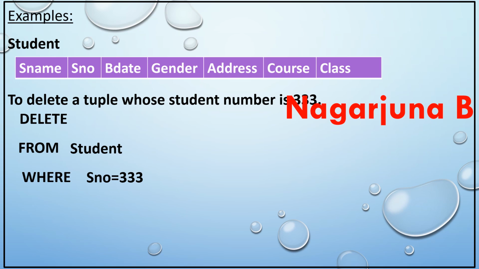And here you can observe, there is no need to write that in a single quote. While writing Priya, you wrote it in a single quote because it is a string, whereas this is numeric. The numeric should be written as it is without single quotes. So where SNO equal to 333, after that a semicolon. If you don't write where SNO equal to 333, it will delete all the tuples from the relation student. So be very careful while using the delete command.